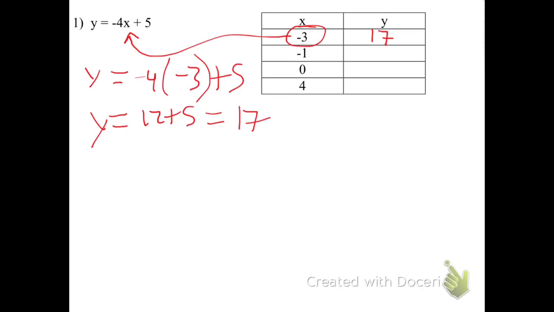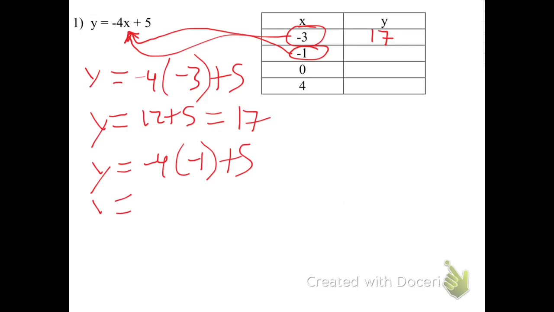Okay, and then you take the next x value, and again, you put it in the equation where x is. So you're going to get y equals -4 times -1 plus 5. Well, -4 times -1 is 4. Add 5, that's 9. And 9 is going to go in our table right there. So put a 9 there. It's beautiful. And remember, you're just taking each of these values, put it in for x.